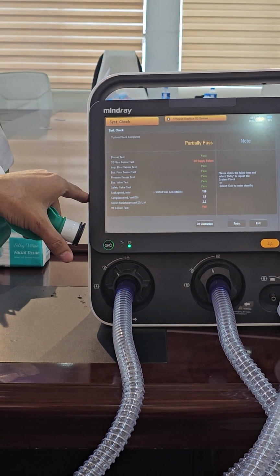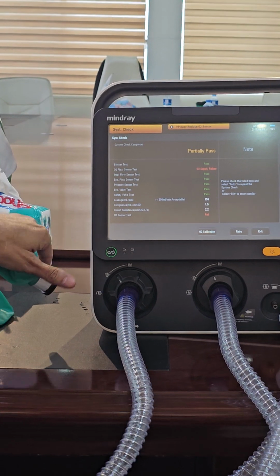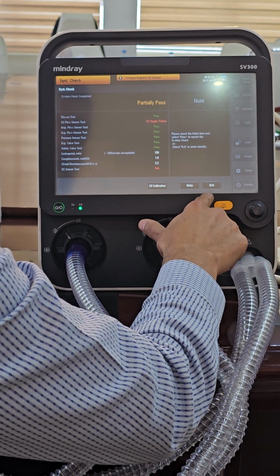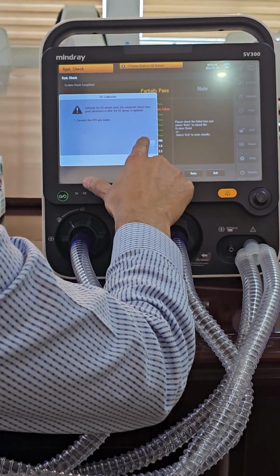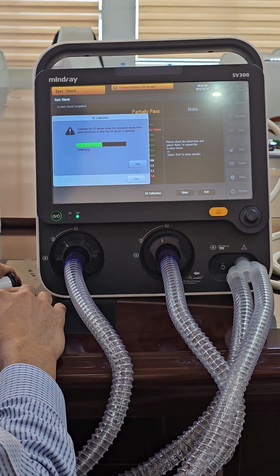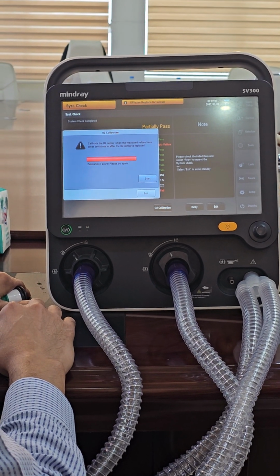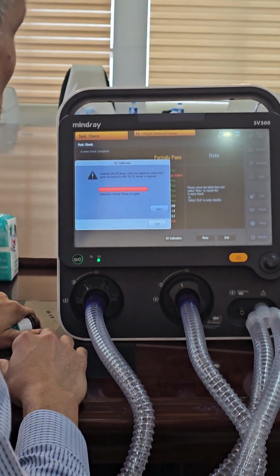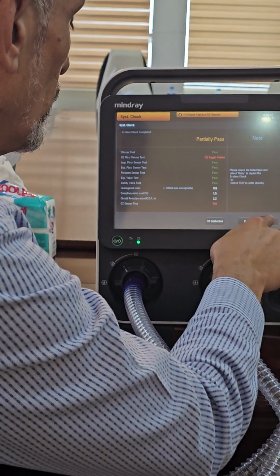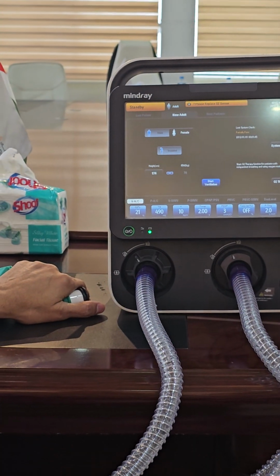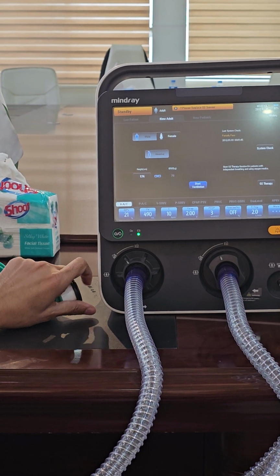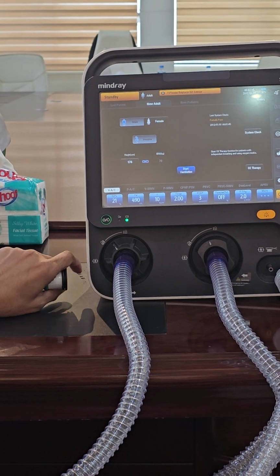Okay, so the oxygen sensor failed. It's an oxygen calibration, so we don't need oxygen. Sorry, doctor, it is refusing. You need oxygen. Okay, so let's exit. Sorry, doctor, when we start on the ventilator machine, on?